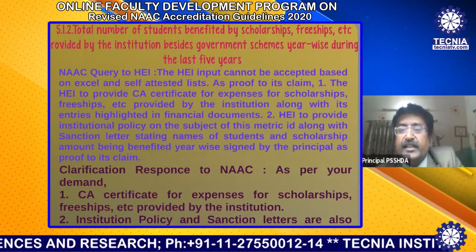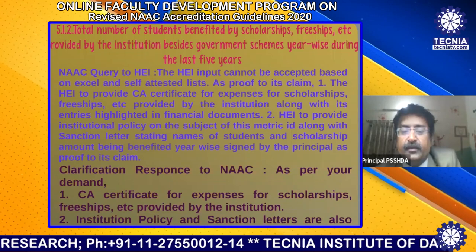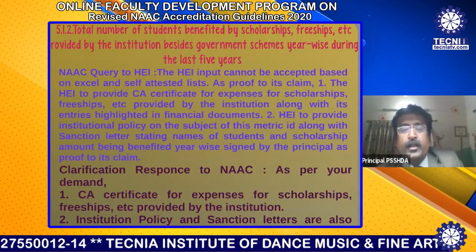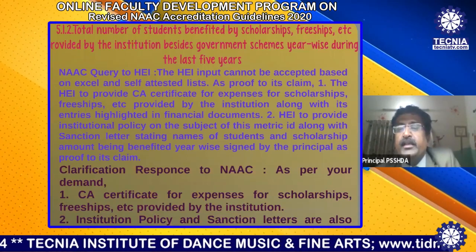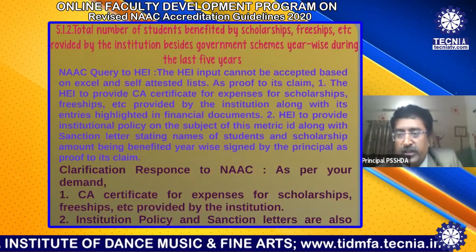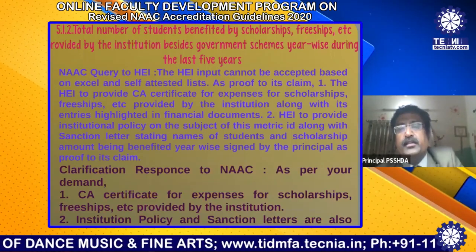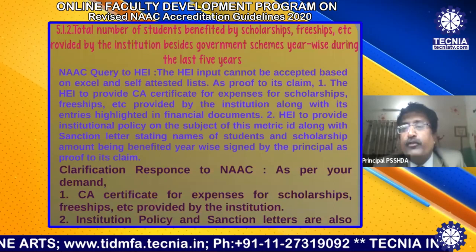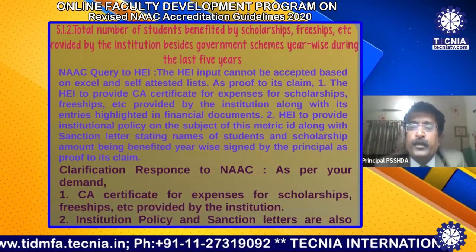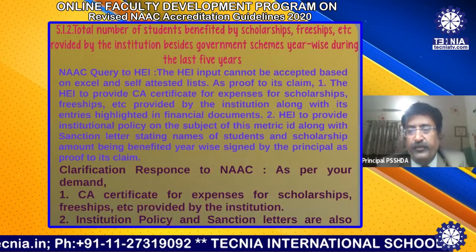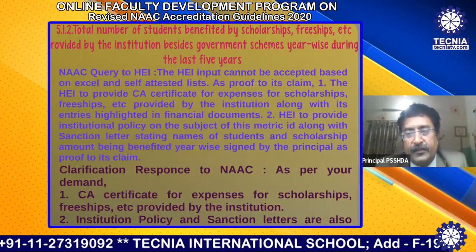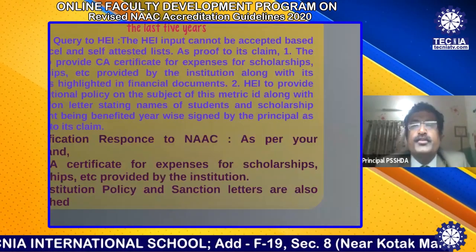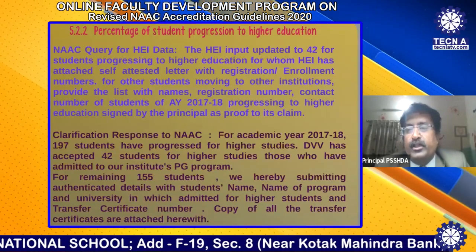To clarify this query, we submitted the certificate with the signature of the CA on all the scholarship and freeship documents. And second, our institute policy document and all the sanction letters from whichever agency we got them. After the submission, that query was solved. So keep such records ready. Don't have all the documents signed only by the principal. Wherever accounts are involved, take the sign of a chartered accountant and then submit to your DVV agency. Keep the policy document and sanction letters with that to show the authenticity of your activity. The second part is the percentage of student progression to higher studies.